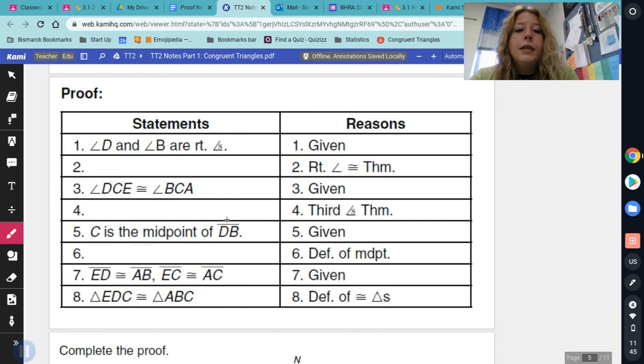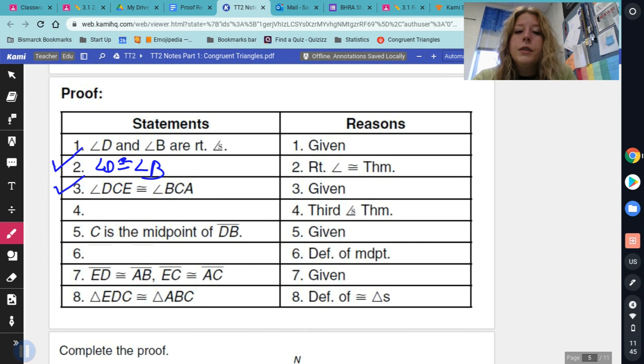All right, angle B and angle D are right angles. That was given. So what do we know about right angles? We know that they're congruent by the right angle theorem. The next, notice they're not doing all the givens right at once. They're just kind of doing step by step. So we have one angle done. Angle DCE is congruent to BCA. That was given. 2 angles done.